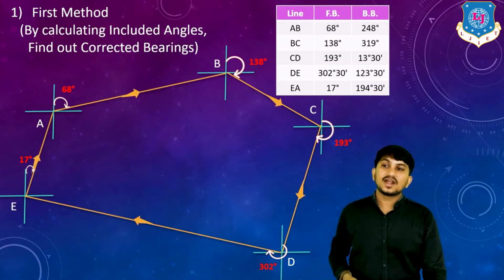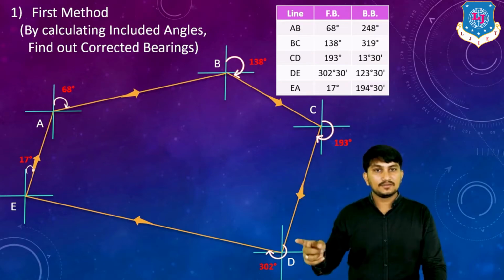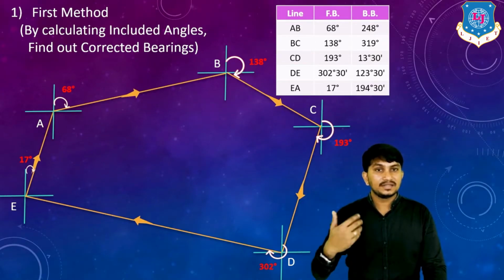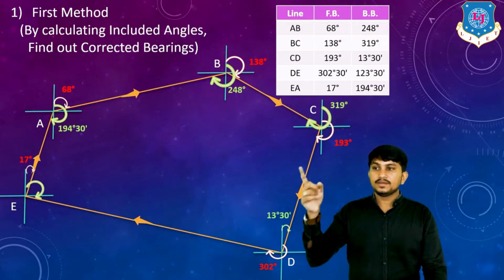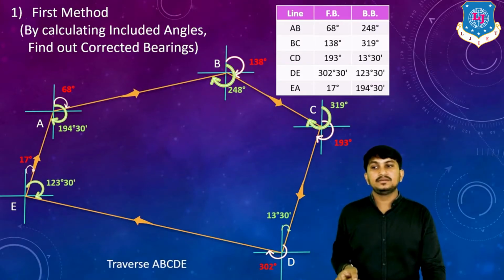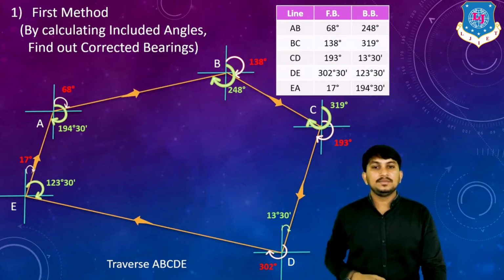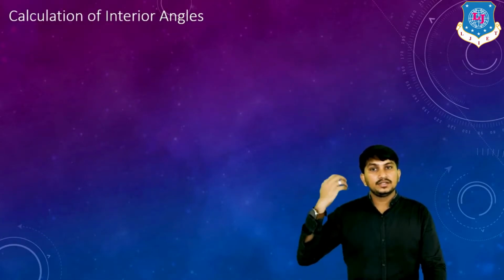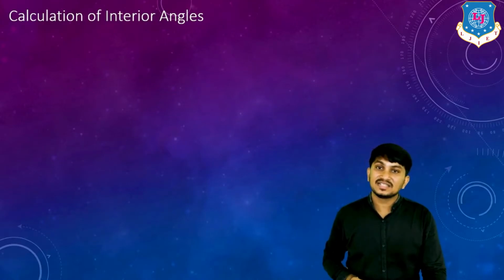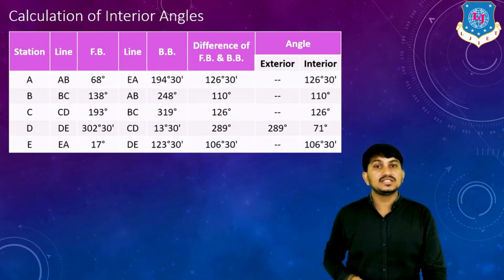For drawing the traverse, we have to use the fore bearing of each line. After drawing the traverse using the fore bearing of each line, we have inserted the values of back bearings like this: back bearing of AB, back bearing of BC, back bearing of CD, back bearing of DE, and back bearing of EA. Okay, this is called traverse ABCDE. After drawing the traverse, we have to calculate the interior angles, because in the first method interior angles are required. For calculating interior angles, we have to draw this table, because this is a WCB type of method. We have to calculate interior angles by using this table.